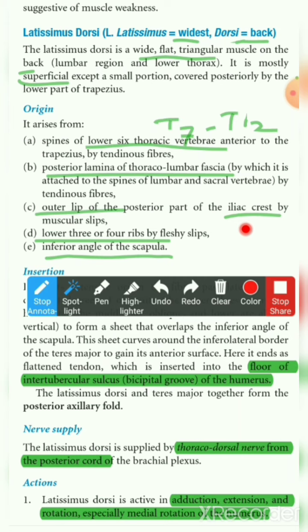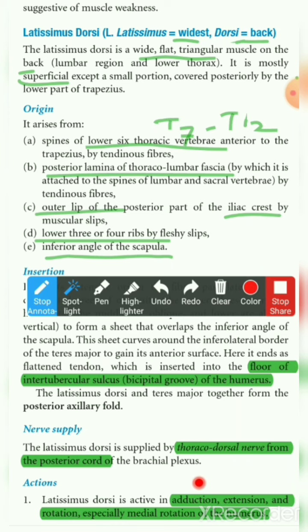And it is inserted in the floor of the intertubercular sulcus of the humerus. You know the humerus has a groove, the intertubercular sulcus. In the floor, it is inserted. The nerve supply is the thoracodorsal nerve, and it arises from the posterior cord of the brachial plexus. You can say its other name is the nerve to the latissimus dorsi.